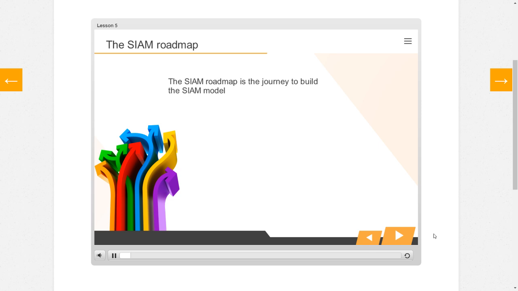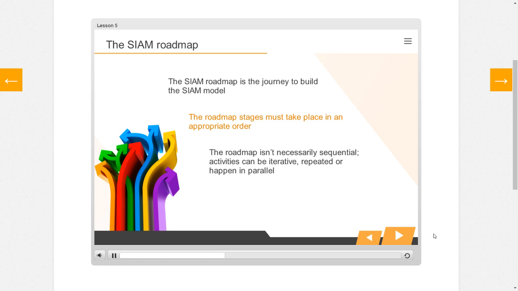The SIAM roadmap explains the journey that a customer organization takes to build its SIAM model. To improve the chances of a successful transformation, the roadmap stages must take place in an appropriate order. For example, it is reasonable to expect planning to take place before implementation of any changes. This doesn't, however, mean the roadmap is strictly sequential. Many activities are iterative, and stages might need to be repeated. Some activities will happen in parallel.